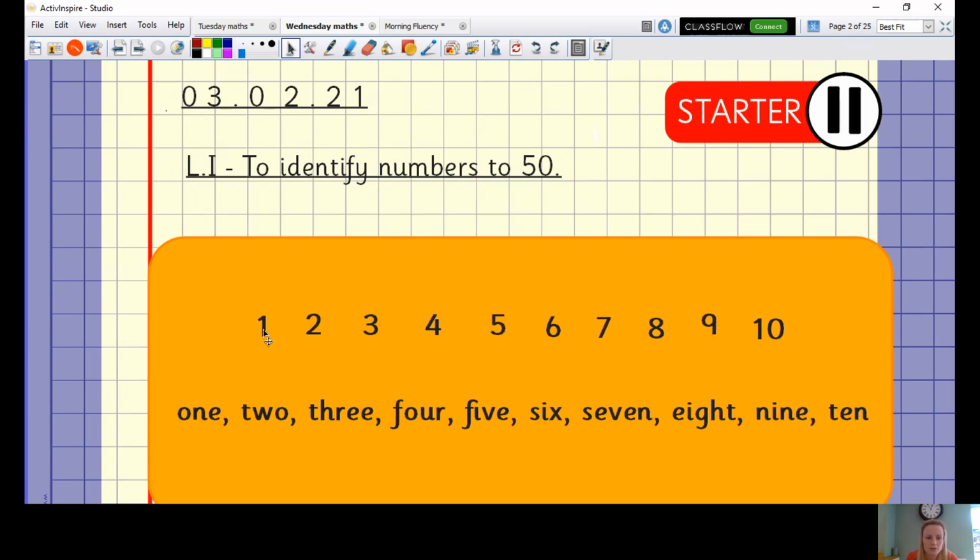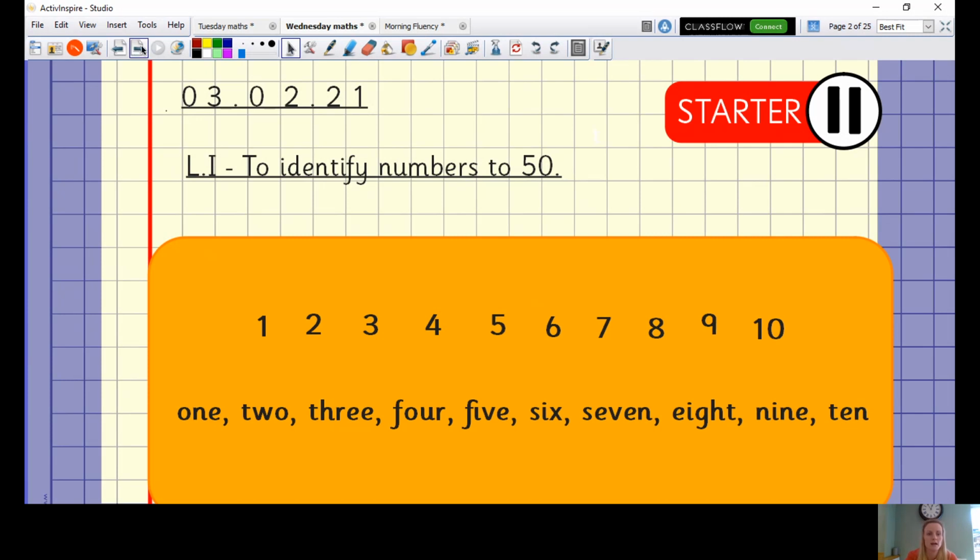Okay, so I have started with 1, 2, 3, 4, 5, 6, 7, 8, 9, 10. I did the numbers first so that when I was writing the words for the numbers, I wouldn't get lost. So then I've got 1, 2, 3, 4, 5, 6, 7, 8, 9, 10.